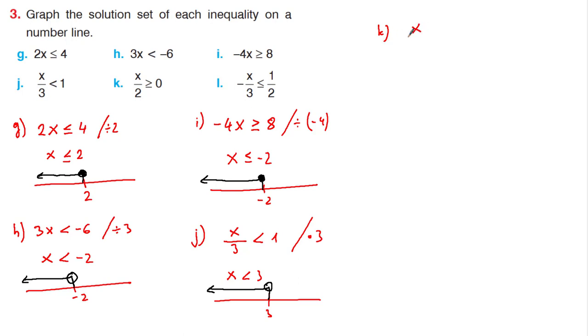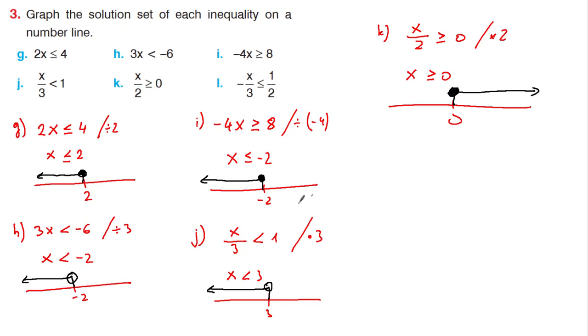And k, under k we have x over 2 is greater than or equal to 0. Multiply both sides by 2, we get x is greater than or equal to 0, because 0 times 2 is again 0. Shown on the number line, it would look from 0, all x's greater than or equal. Now if it says or equal, we should fill that circle there.